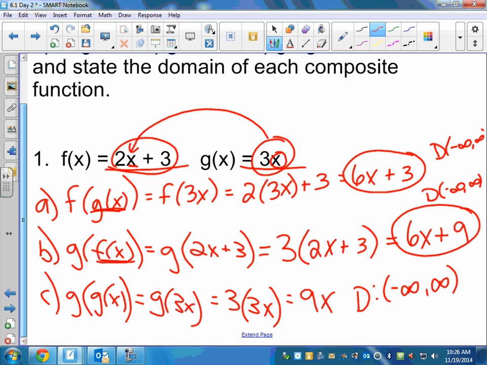And guess which type of problem is going to be on the unit test? This one or the next one? Probably the first one. Probably you're right.